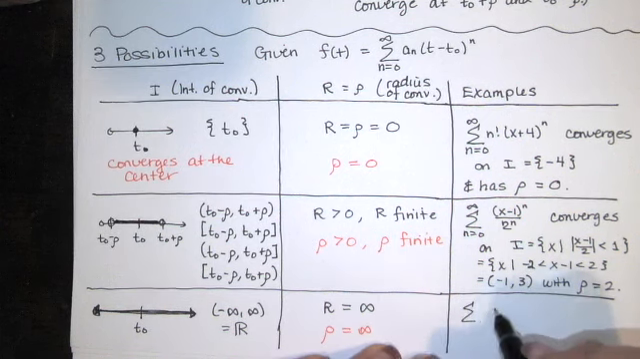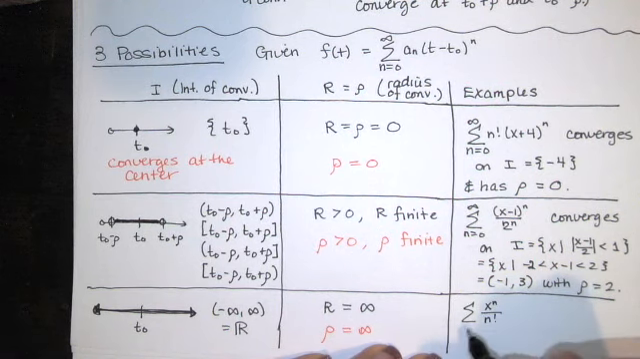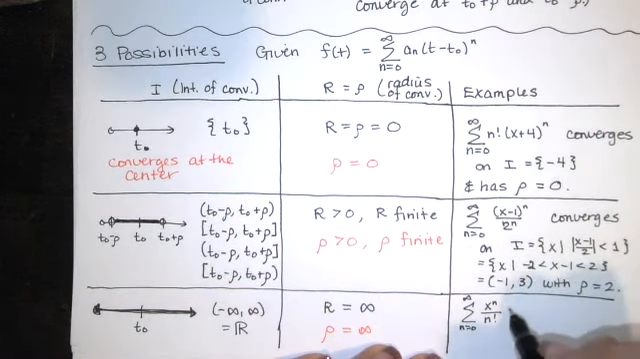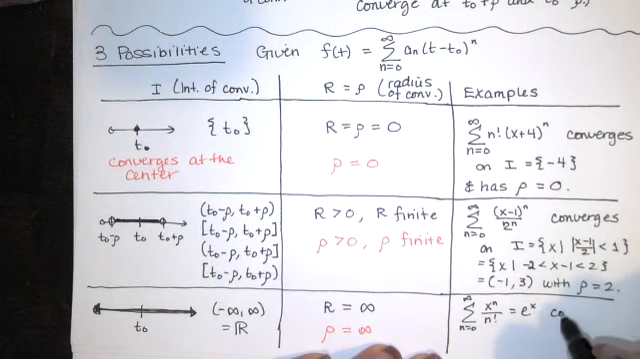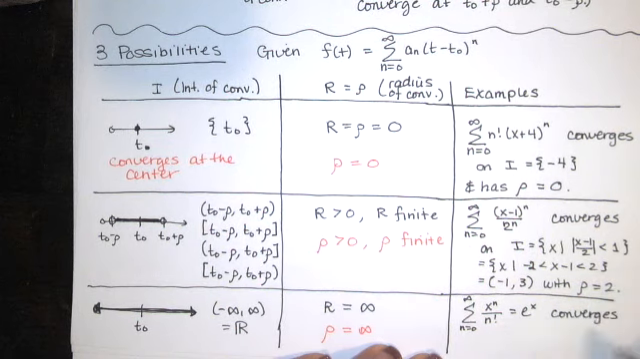And then this series turns out to be the Maclaurin series for e to the x. This one converges for all real numbers.